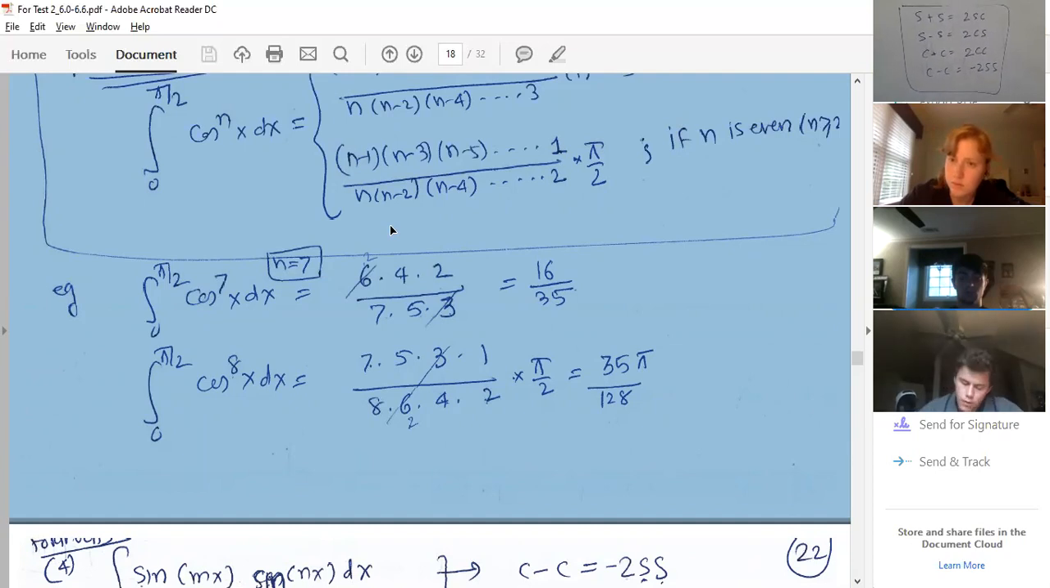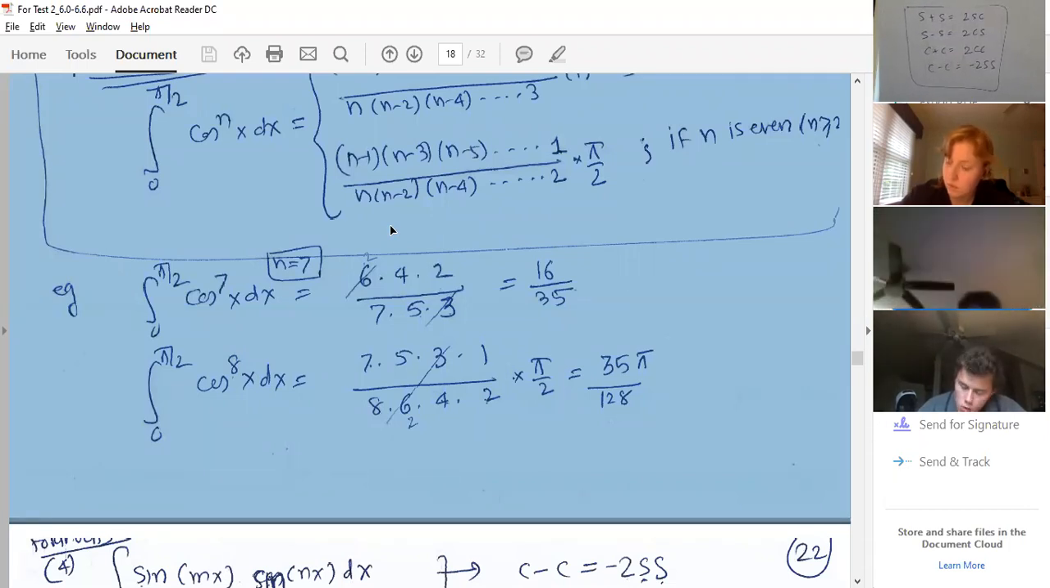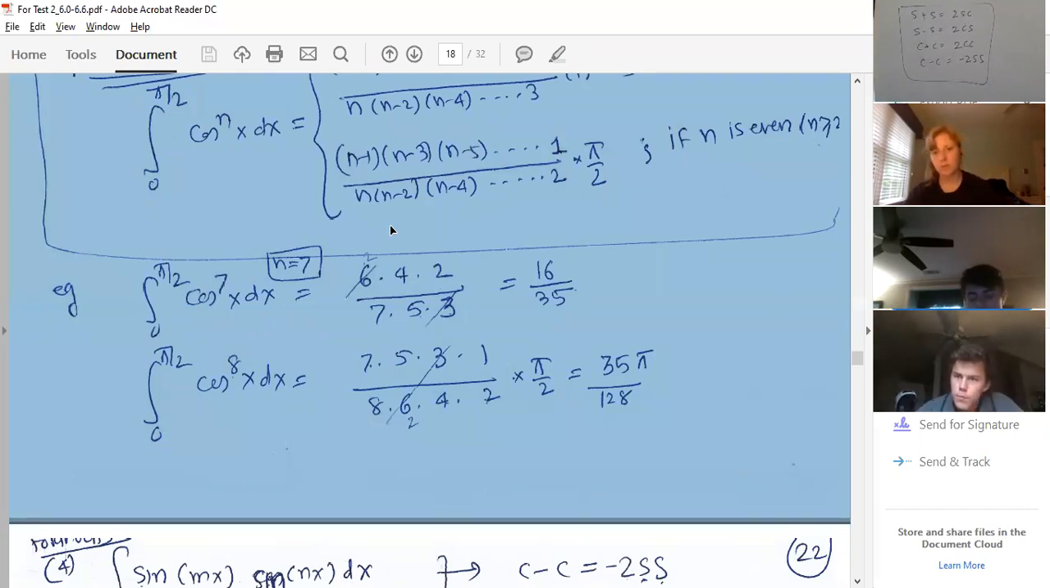Where S stands for your sine function, you can say sine X plus sine X equal to 2 sine X cosine X, like this. S minus S means sine 3X minus sine 2X, something like that, different angles. C plus C means cosine 5x plus cosine 2x.